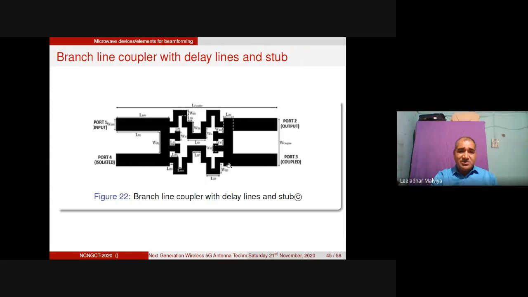Okay, so many modifications can be done to the branch line couplers. Delay lines can be created so that a particular phase can be used. If impedance matching is not done properly, stub matching can be used here, and the particular desired output can be taken at output ports number 2 and 3, right?